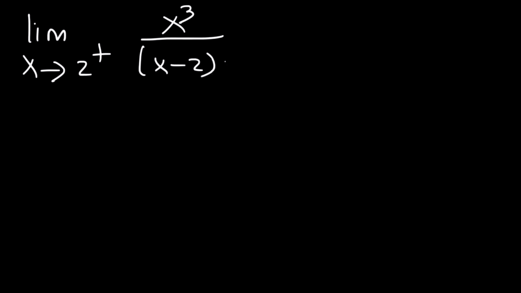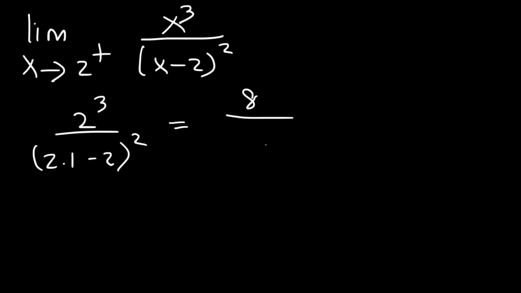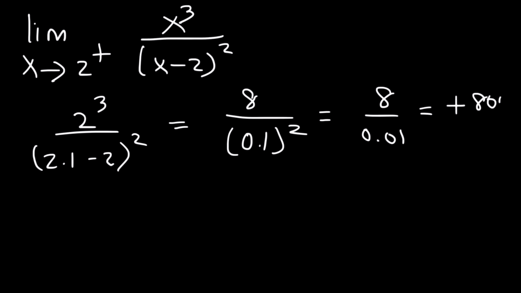Here's another one that you can try. The limit as x approaches 2 from the right of x cubed divided by x minus 2 raised to the second power. Try that. So we can plug in 2 on top. On the bottom, we need to plug in 2.1. We have to plug in a number that's close to 2, but to the right of 2. 2.1 minus 2, that's going to be like 0.1. 0.1 squared, that's 0.01. So what we need to take from this is we're going to get a very large positive number. So therefore, this is going to approach positive infinity.